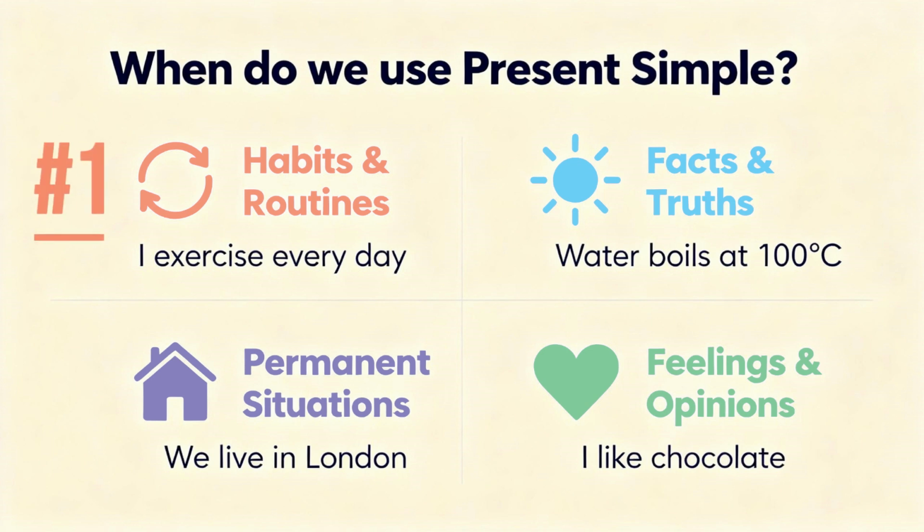First, for habits and routines, things you do regularly. Second, for facts and general truths, things that are always true. Third, for permanent situations, things that don't change often. And fourth, for feelings and opinions, your personal thoughts.